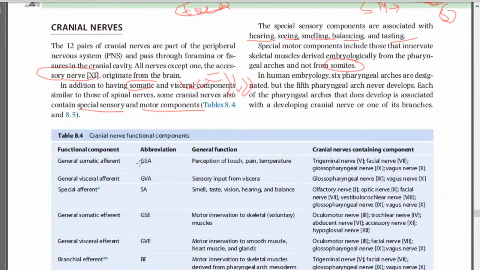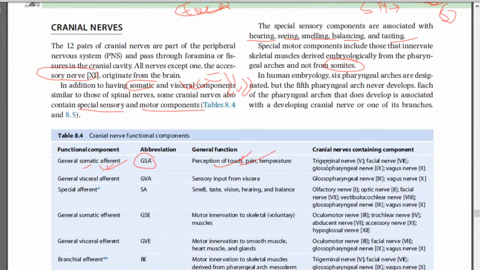Let's look at this figure. Functional components: general somatic afferent, general visceral afferent. What does general somatic afferent mean? Somatic means body part, and afferent means the one that brings in the information, as opposed to efferent. The abbreviation is GSA. Its general function is perception of touch, pain, and temperature.